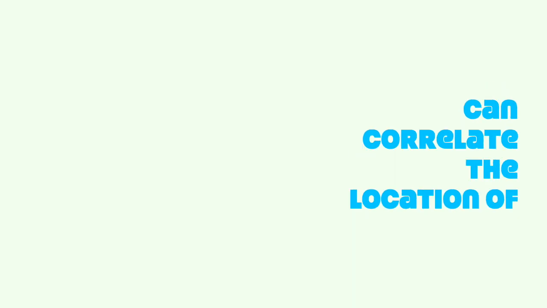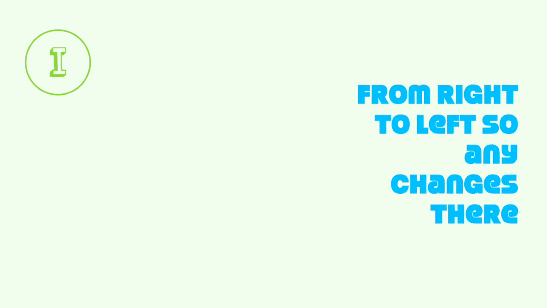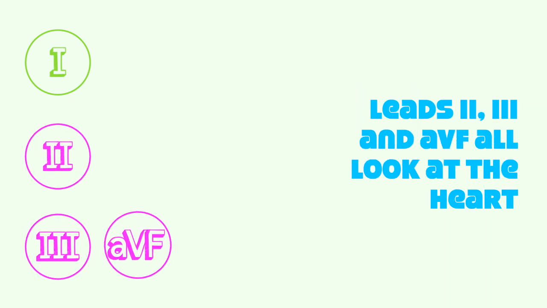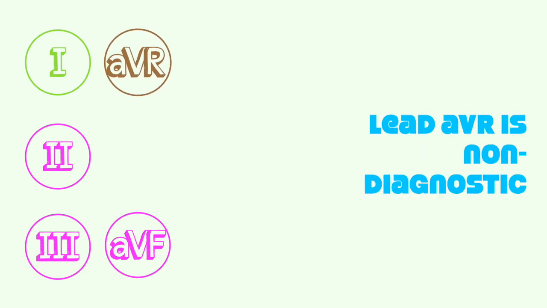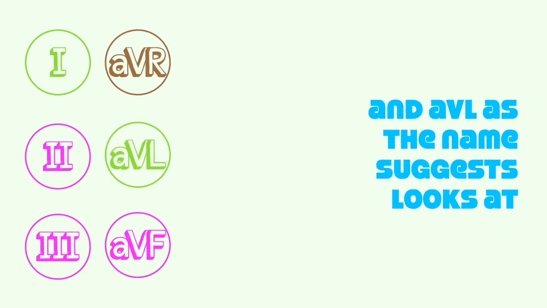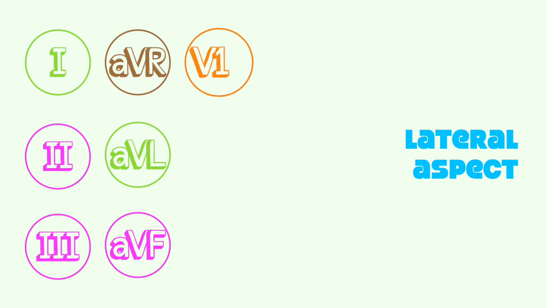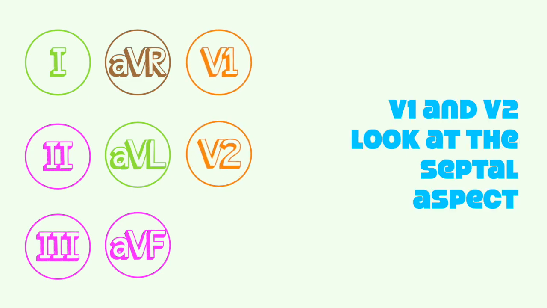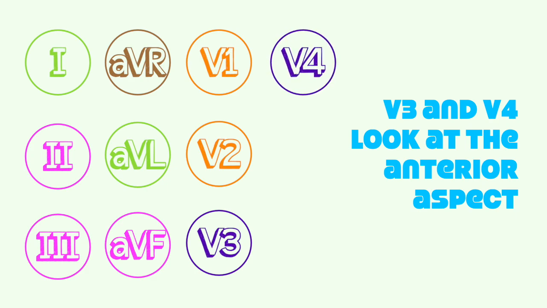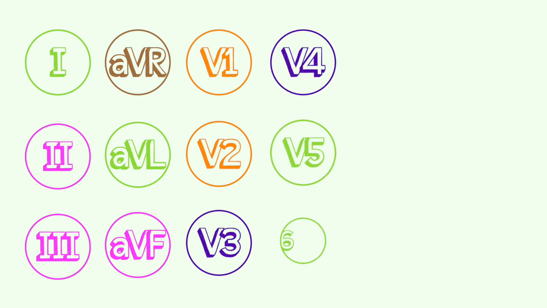Now, if we use the knowledge we learned earlier about location of ECG leads, we can correlate the location of ST elevation to the location of the infarction. Lead 1 looks at a charge across the chest from right to left, so any changes there represent an infarction in the lateral aspects of the heart. Leads 2, 3 and AVF all look at the heart inferiorly. Lead AVR is non-diagnostic, and AVL, as the name suggests, looks at the heart from the left, so the lateral aspect. V1 and V2 look at the septal aspect. V3 and V4 look at the anterior aspect, leaving V5 and V6, which like lead 1 and AVL, look at the lateral aspect.